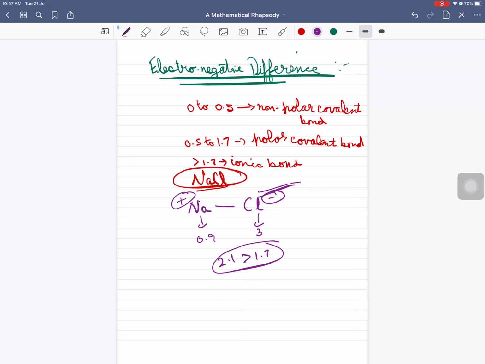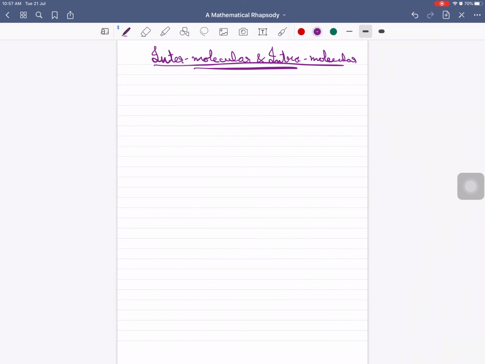Right. Now let's discuss intermolecular and intramolecular forces. We are going to discuss dipole-dipole interactions. Then you have hydrogen bonding. Then you have London dispersion forces. So let's start.